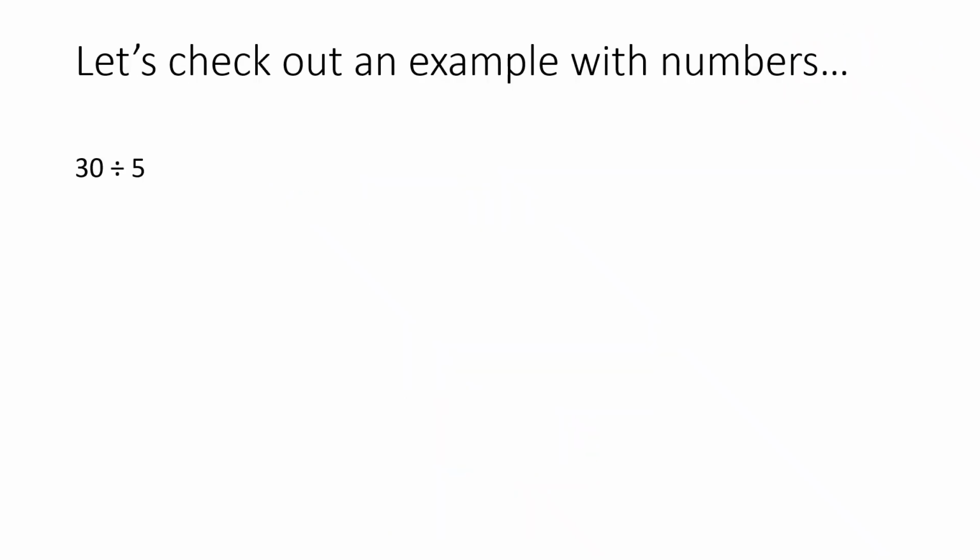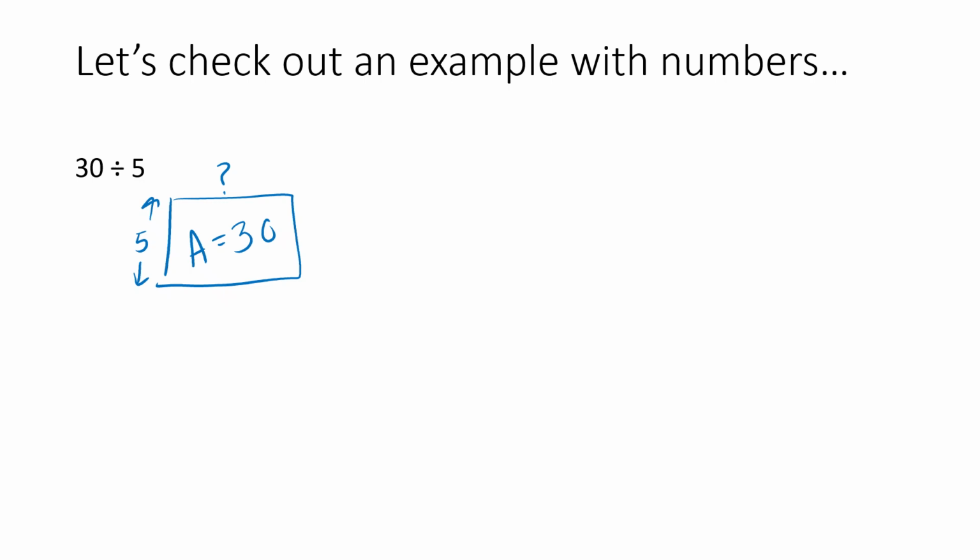All right, we're going to check out an example with numbers first. Suppose you have the problem 30 divided by 5. If I wanted to model that on the area model, it would look something like this. We would have a rectangle. The area would be 30, and the height would be 5, and we would be looking for the other dimension. I want you to stop and think about that for a second.